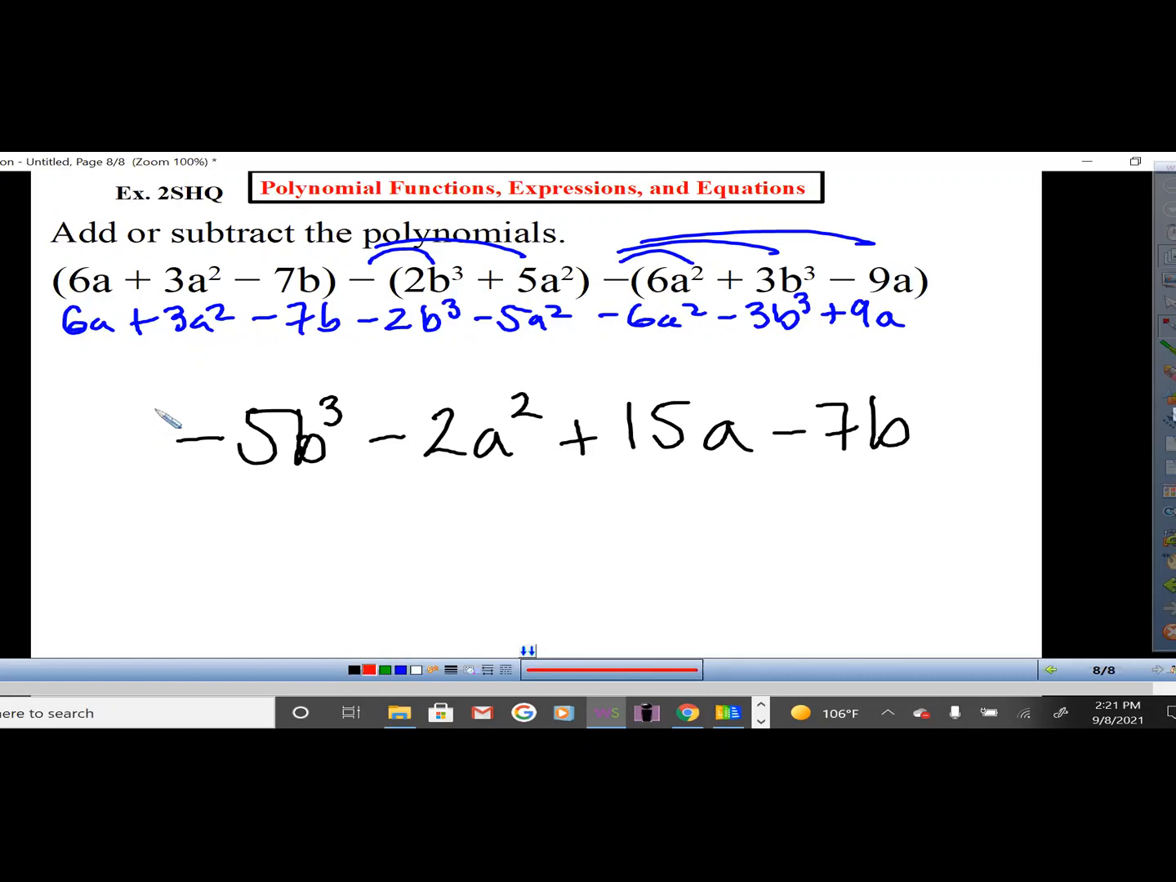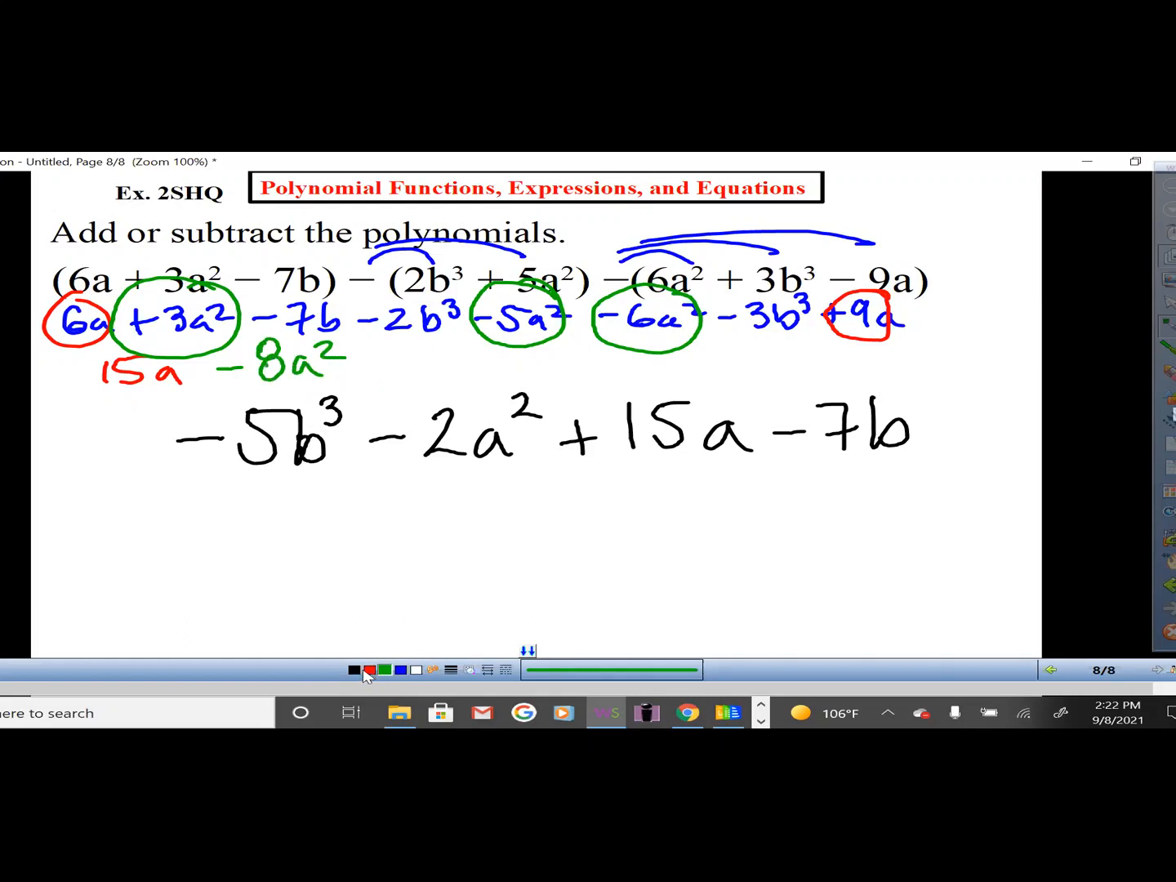All right, let me start from left to right. Do we have another a? Yes, over here, the 9a. So that gives us 15a. Next, do we have another a squared? Yes, right here and right here. So what is 6 plus 5? That's negative 11. Plus 3, that's negative 8a squared.